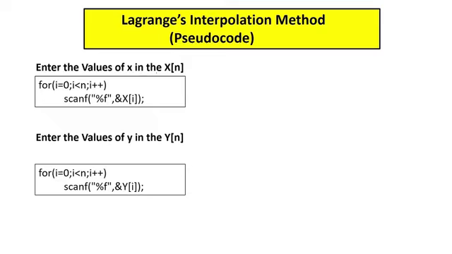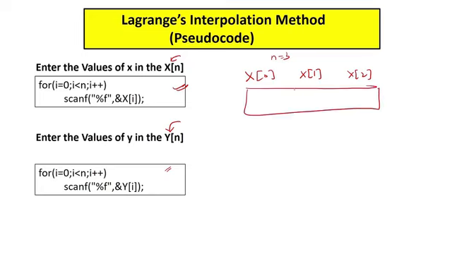Here you can see we have entered the values of X inside this X array, and the values of Y inside the Y array. We can simply use a loop to enter these values. Let's say we have the X array: X0, X1 and X2, with only 3 terms, so we put some values inside this array. The same way we can put the values inside Y using a loop. This loop runs n times, and we are scanning the values inside the X array and Y array.